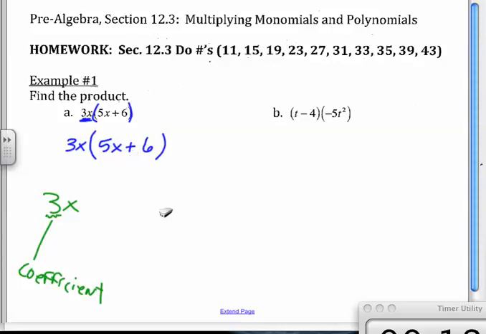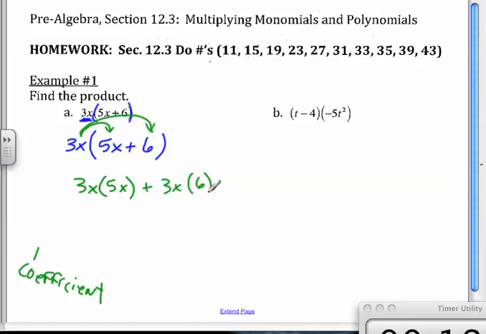All right? Now, what we need to do is distribute the 3x. We need to multiply. Now, I'm not going to always write it this way, because it just gets cumbersome and gets in the way. But for this one time, so you'll see what's happening, I multiply 3x times the first term, so I get 3x times 5x. And then I'm going to multiply 3x times the 6 here, plus 3x times 6. All right, so now I've written out exactly what it is that we're doing.